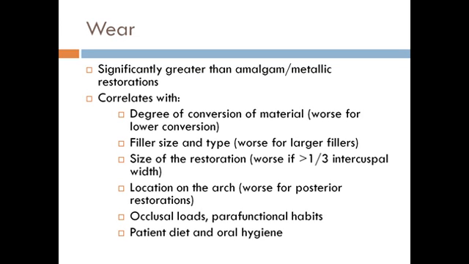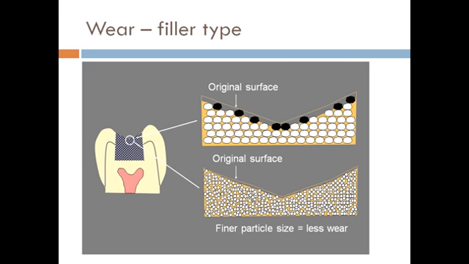It has to do with the size of the restoration, so you have a lot of wear if you violate the 1/3 of the intercuspal width for the size of the restoration. It's worse for posterior restorations. It depends on the occlusal loads and functional habits. So if the patient is a bruxer, there's obviously more chance of wear. It also has to do with patient diet and oral hygiene. A lot of acidic foods and a lot of hard foods will also accelerate wear.